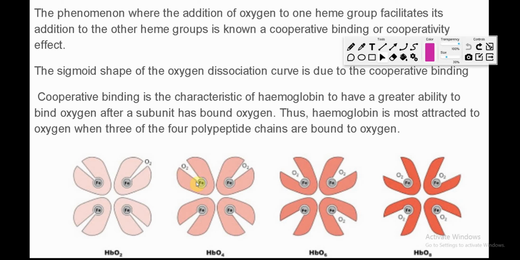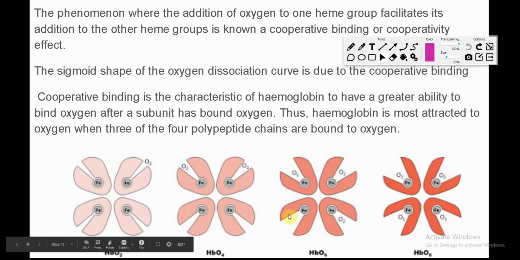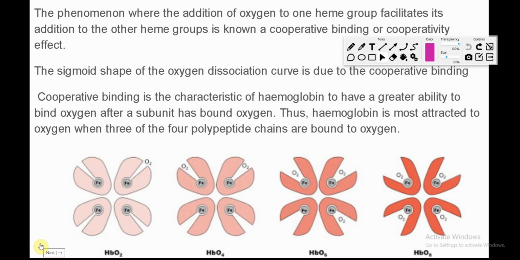After the second heme group takes up the oxygen molecule, it is again very easy for the third one to take up the oxygen, because again some conformational changes will happen, and the oxygen binding site will be much more open. Then when the 3 heme groups have taken up oxygen molecules, it will be very easy for the 4th one to take up oxygen. So this mechanism, this phenomenon, is known as the cooperative effect.